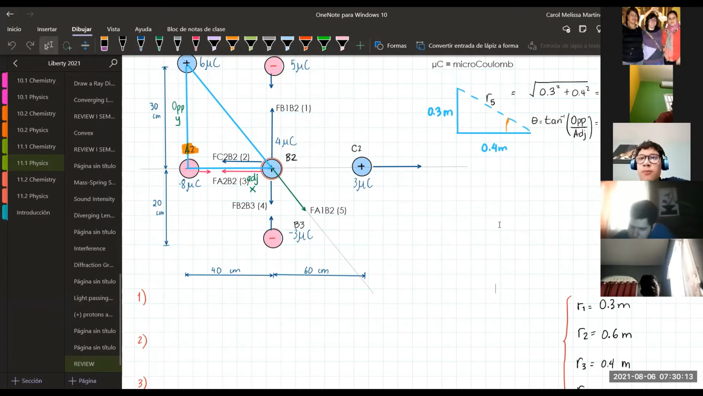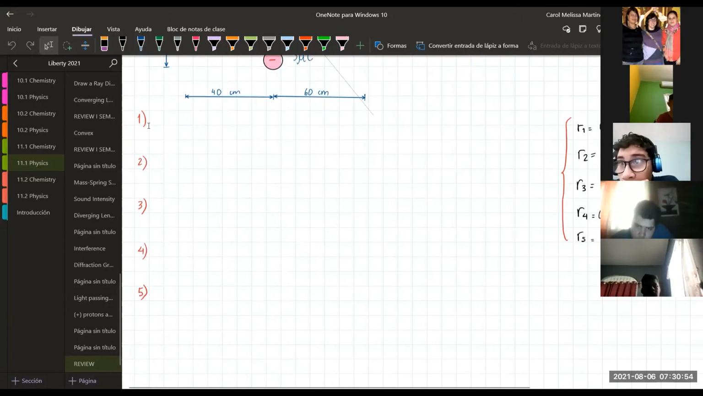En 4 es esto. En 4 en aquí, between the force. La 4 es esta, sería between this one and this one. What distance do I have? Okay, 0.2 meters. Okay, now that I have everything, I am able to get the 5 forces.